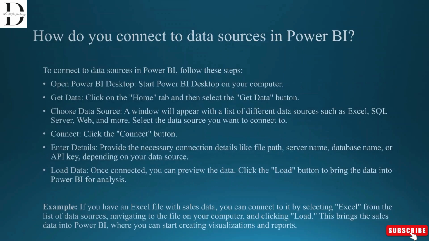How do you connect to data sources in Power BI? To connect to data sources in Power BI, follow these steps. Open Power BI Desktop. Start Power BI Desktop on your computer. Get Data. Click on the Home tab and then select the Get Data button.